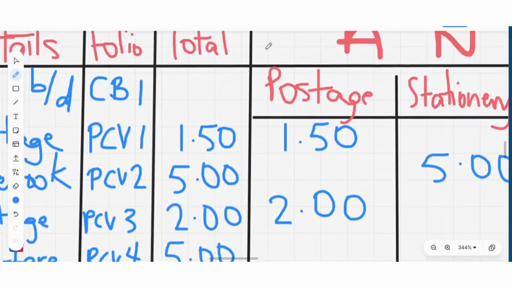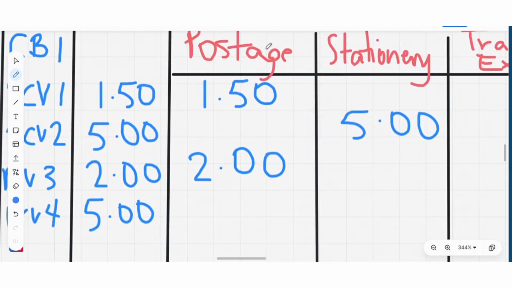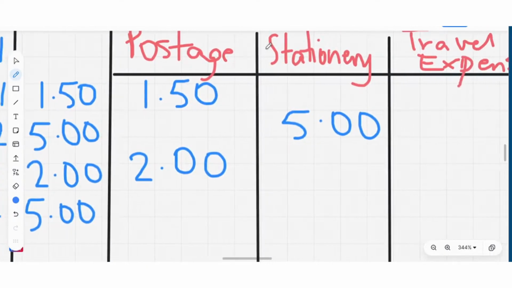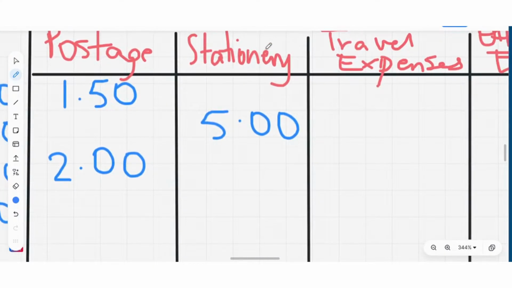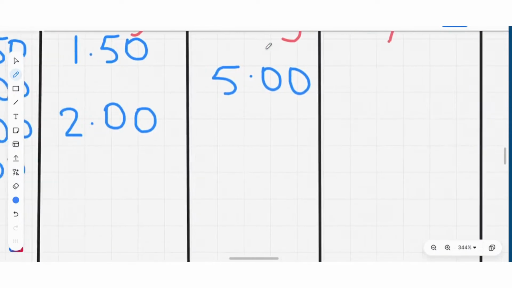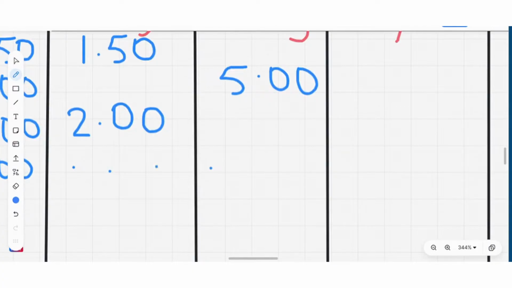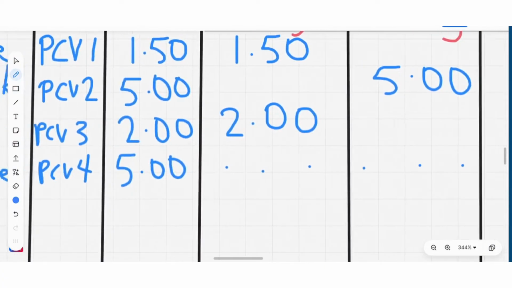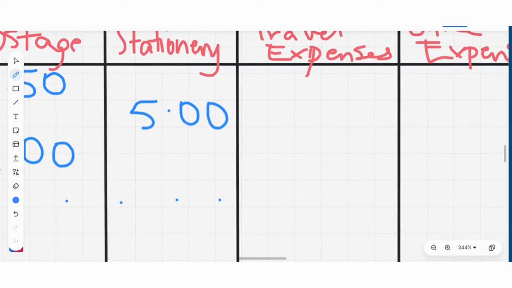And then taxi fare could go to postage, could go to stationery. So quite likely that would have to go to travel expenses. You just kind of go across. Because I can't see the entire screen, I just put the dots here so I can see it. So the $5 right there.